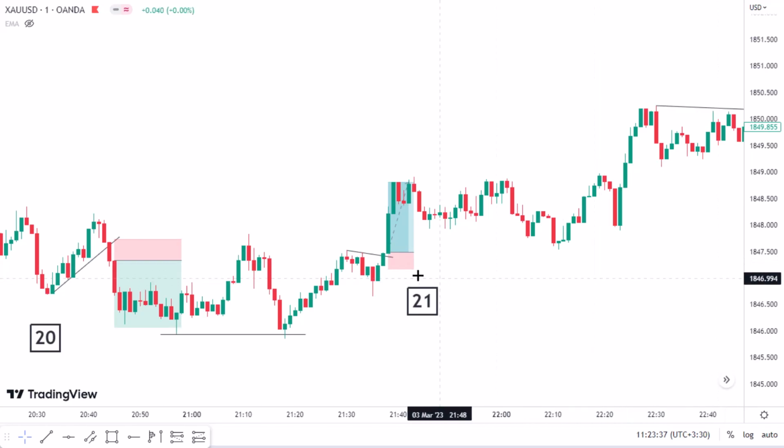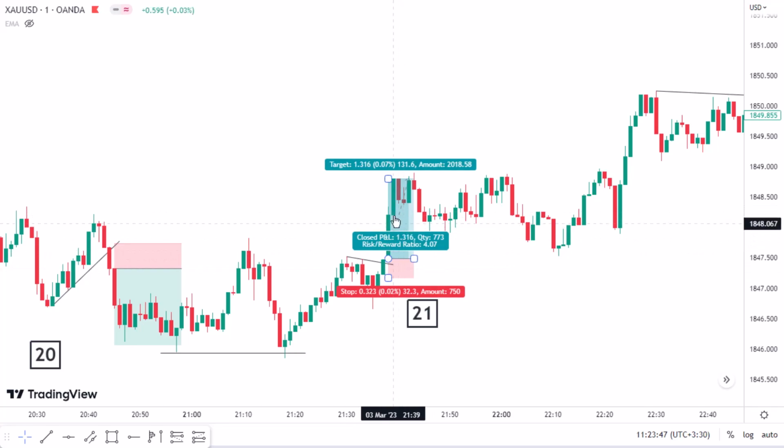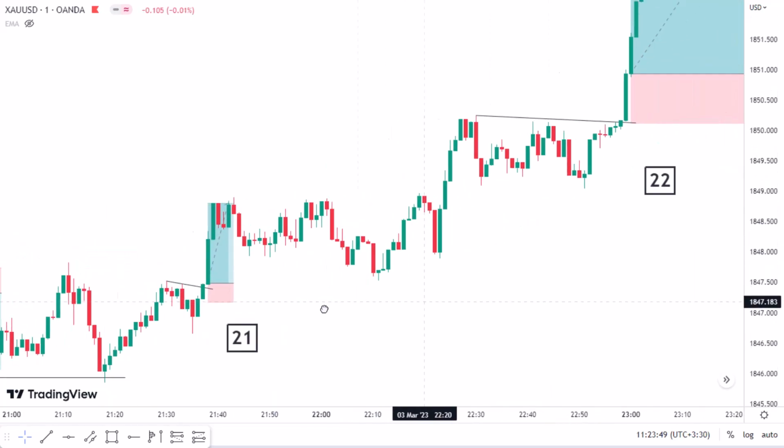But on trade 21 we have a trend line with 2 touches. On the third time it is broken with this green candle, we enter the buy position, put our stop loss below the candle, and it gives us a reward of 4.